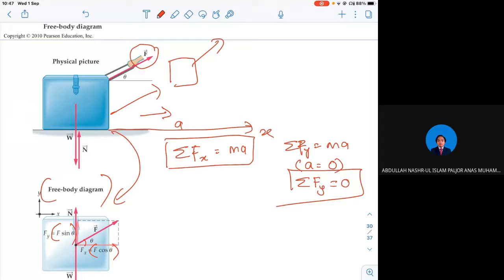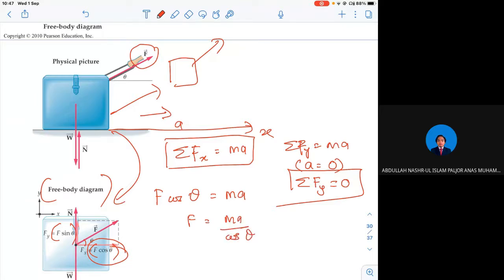We can see here there is only one force involved, which is F cos theta equivalent to ma. So F is equivalent to ma over cos theta.